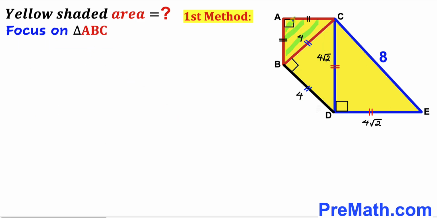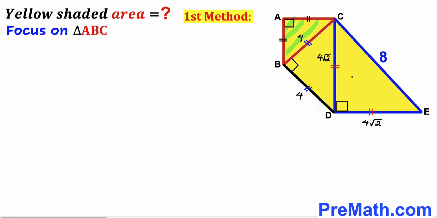And finally, let's focus on this tiny right triangle ABC. We can see this is an isosceles triangle as well, since this side length equals this side length. Now let's make an observation. We can see the hypotenuse of this right triangle is 4 units. Let's focus on this big right triangle CDE. If the hypotenuse of this right triangle is 8, then its other two legs are 4 times square root of 2, and likewise 4 times square root of 2 as well.